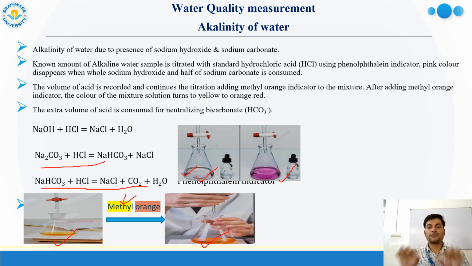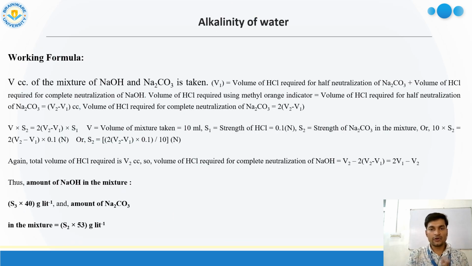You have to stop the titration and then take the previous value and the final value. We started from, say, 0. Then for the phenolphthalein purpose, we get one value, say V1. That V1 is the volume of HCl required for the half neutralization of sodium carbonate plus the volume of HCl required for the complete neutralization of NaOH, where we use phenolphthalein indicator. Then we continue the titration with the methyl orange indicator, and the volume of HCl required for methyl orange is equal to the volume of HCl required for the half neutralization of sodium carbonate, that is sodium bicarbonate. That is nothing but V2 minus V1.